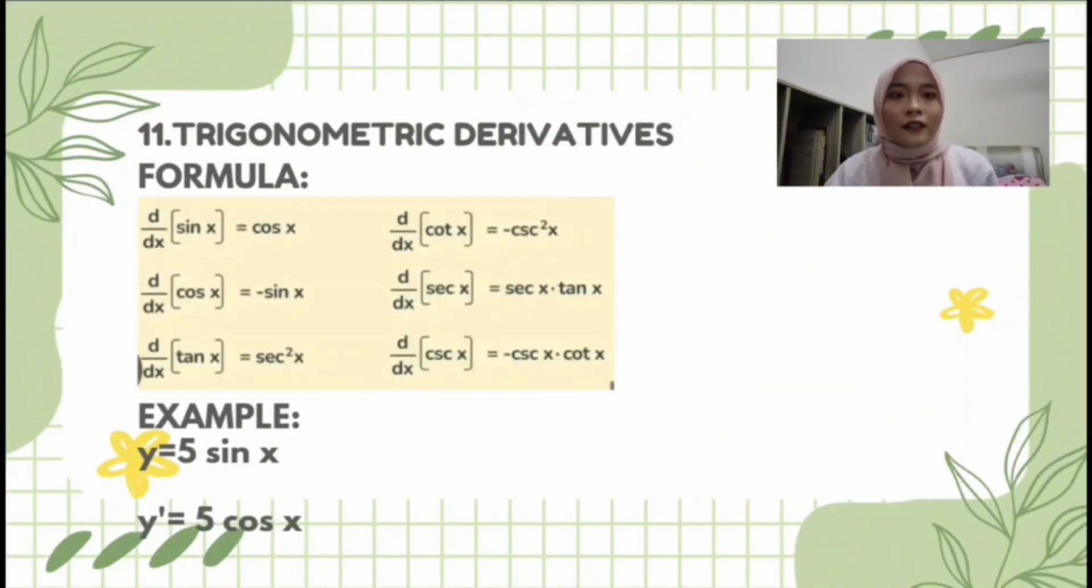Next is the trigonometric derivative formula. The formula is given on the slide. It has 6 formulas which we can apply to different questions by referring to the formula. For example, I take formula number 1, which is d per dx of sin x equals cos x. When you get the question y equals 5 sin x, the final answer will be 5 cos x.